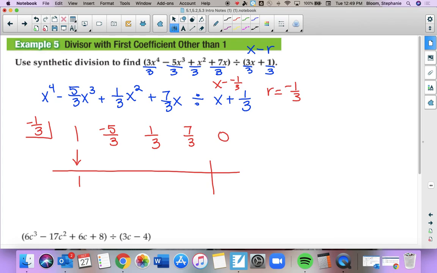So what is 1/3 times negative 1/3? I mean 1 times negative 1/3, sorry. Negative 1/3. You can add those together because the bottom denominator stays the same. What's the numerator going to become? Negative 6/3, which is negative 2.